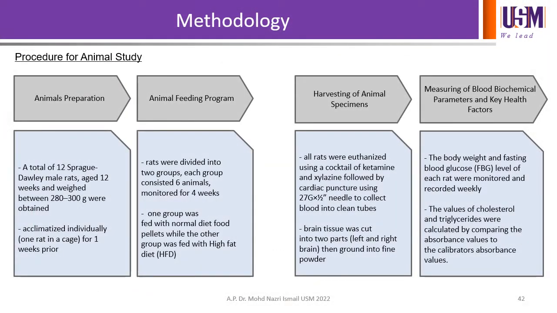On to the methodology for this project. A total of 12 rats were used in this project, and we divided them into two groups, one for the normal diet and the other with the high-fat diet. Then we harvested the animals, obtained the brain tissues and ground them into fine powders. We also performed the measurement of blood biochemical parameters and key health factors.